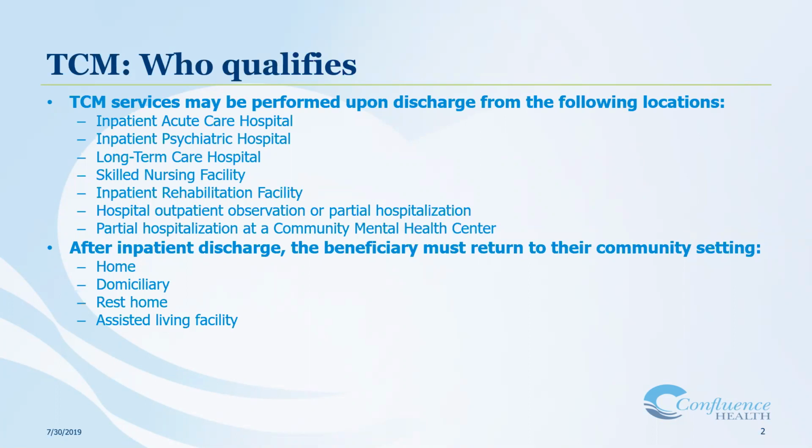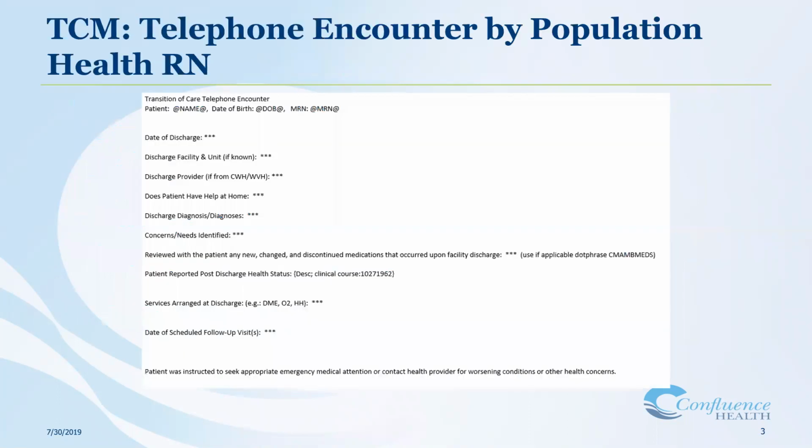The top is the list of places where, if they're discharged from there, you can call. The bottom list is where these people must be discharged to: home, assisted living, or an adult family home. The big thing is you can't call if they're discharged from the hospital to a skilled nursing facility and expect to perform the TCM service. Those are the places where they have to go home to, essentially, to qualify for the call.